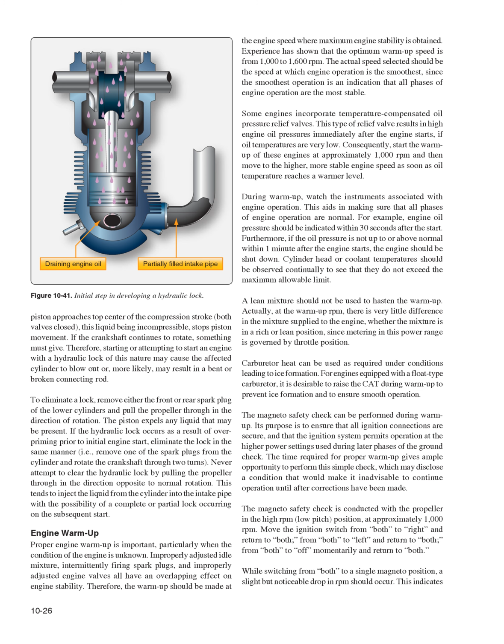To eliminate a lock, remove either the front or rear spark plug of the lower cylinders and pull the propeller through in the direction of rotation. The piston expels any liquid that may be present. If the hydraulic lock occurs as a result of overpriming prior to initial engine start, eliminate the lock in the same manner, i.e., remove one of the spark plugs from the cylinder and rotate the crankshaft through 2 turns. Never attempt to clear the hydraulic lock by pulling the propeller through in the direction opposite to normal rotation. This tends to inject the liquid from the cylinder into the intake pipe, with the possibility of a complete or partial lock occurring on the subsequent start.